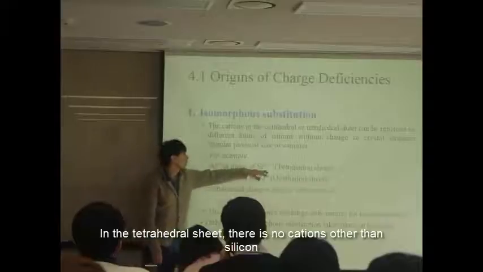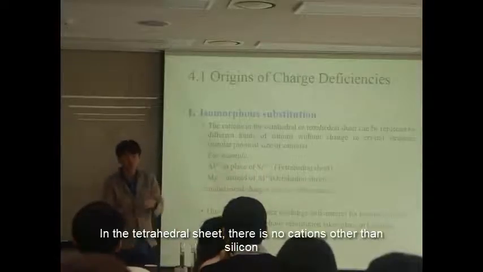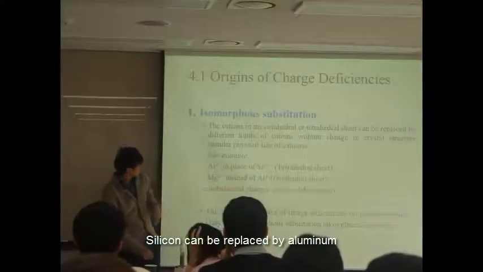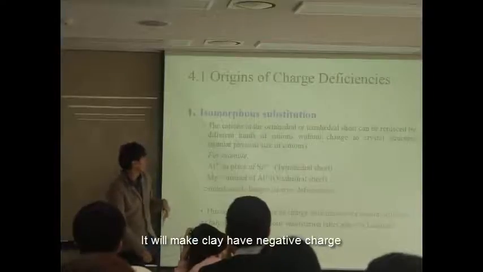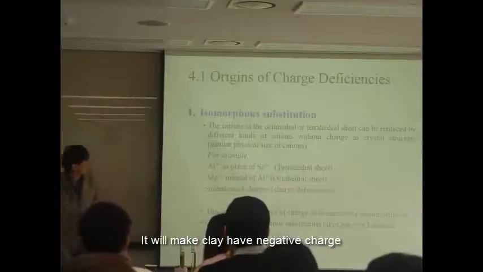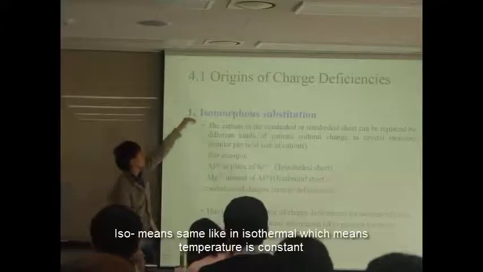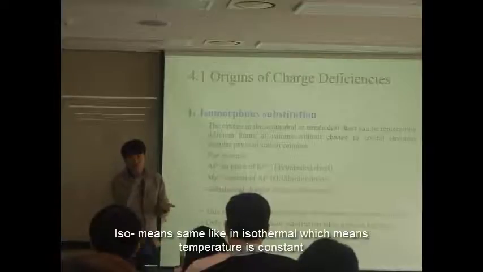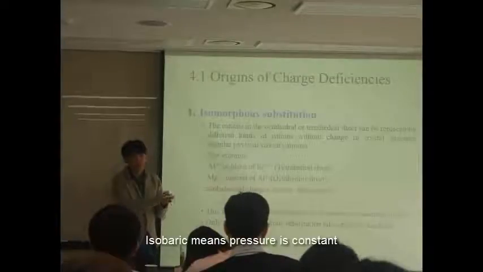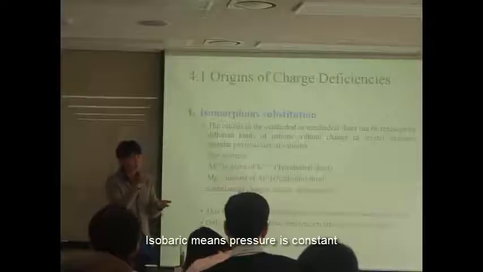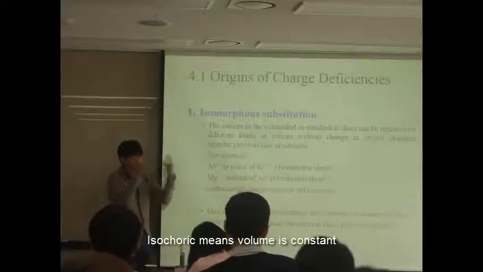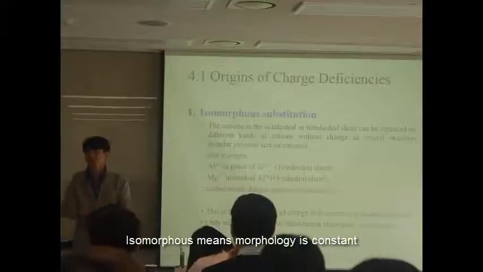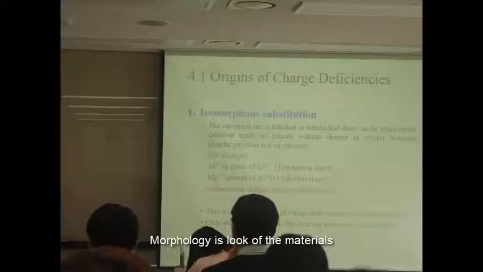And in the tetrahedral shape, there is no cation other than silicon. So the silicon can also be replaced by aluminum, then it will make the clay negatively charged. And isomorphous means the same shape. When you say isothermal, it means the temperature is constant. Isobaric means pressure is constant. Isochoric means the volume is constant, and isomorphous means the morphology is constant. Morphology is the look of the material.